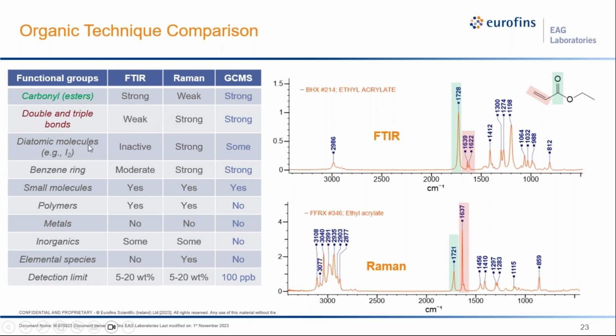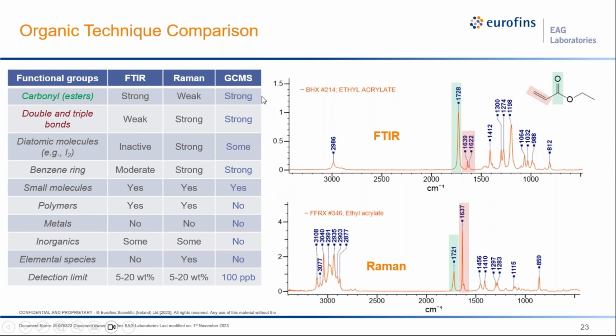There are other molecules that follow this rule, like diatomic molecules such as iodine, which are strong Raman absorbers, but you really can't see them by FTIR at all. Likewise, benzene rings are rather moderate by FTIR, but really strong in Raman. Now, Raman is actually also very good for detecting elemental species such as carbon. Again, these would not be detectable by FTIR.